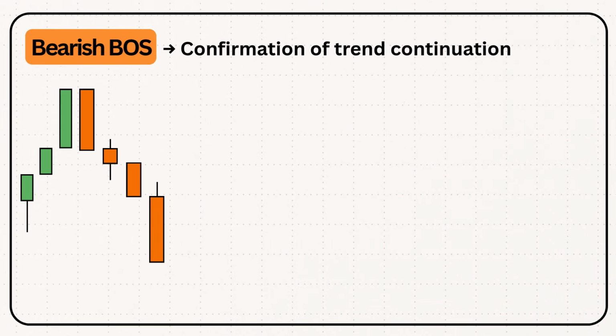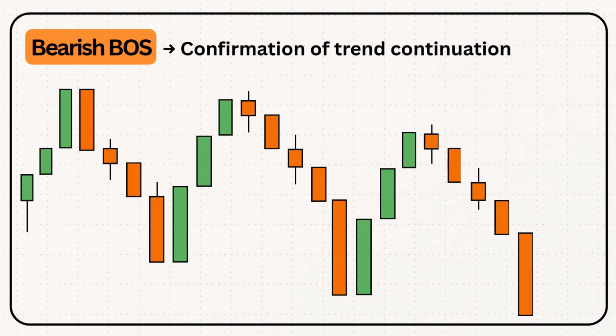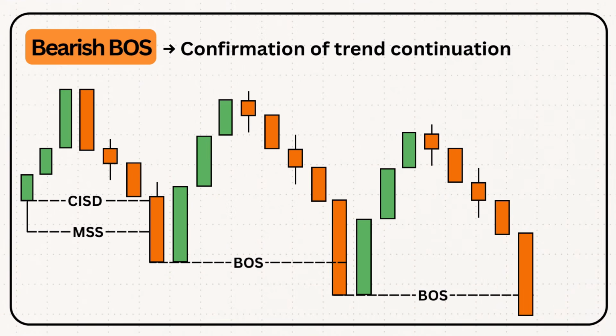The same idea applies in reverse during bearish trends. If price continues creating lower lows and successfully closes below previous swing lows, that becomes a bearish BOS. In simple terms, MSS is usually associated with a potential shift in trend, while BOS is more associated with continuation of the current trend.